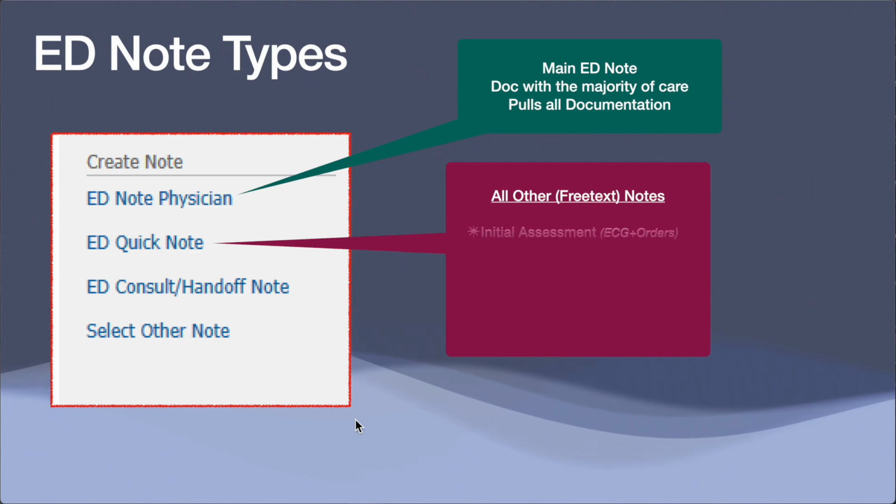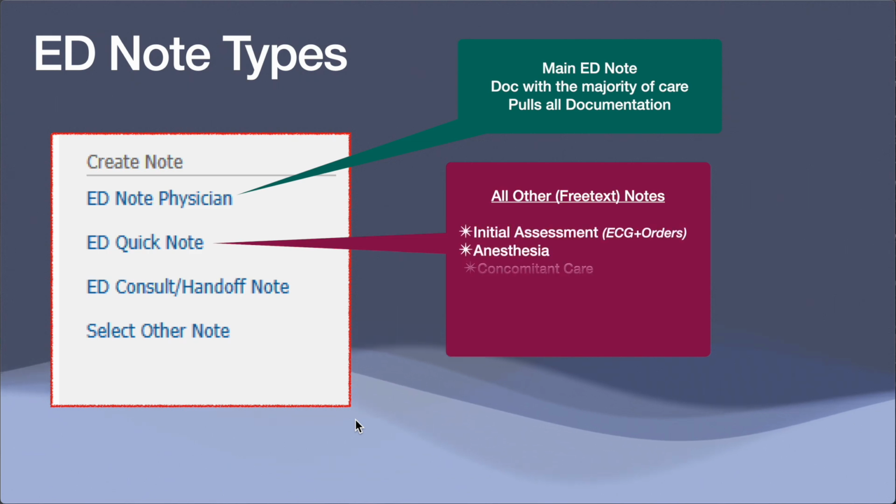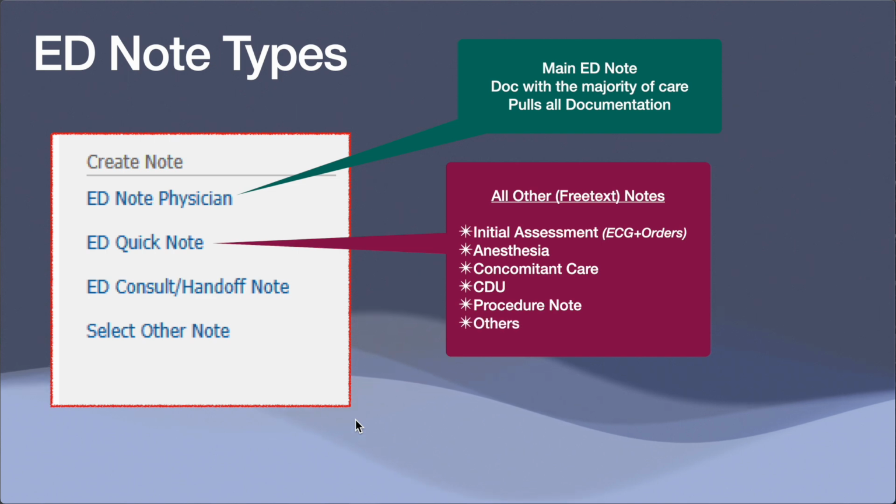The other type is what we call ED quick note. ED quick note is really a blank free text note. It works great for all other kinds of small notes. So initial assessments. When you do an ECG and order something, this is where you create your document. It can be two or three sentences long, and that's it. Went in the chart and you're done.